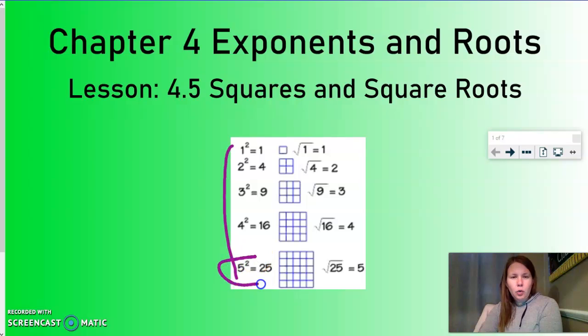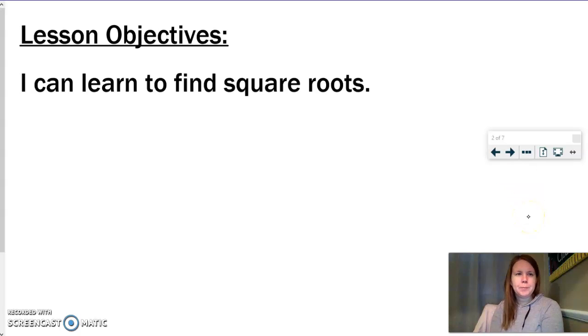So that is my square, but if I want to do a square root, basically it's the reverse order of squaring something. So instead of given the actual amount or the actual number it would be, once you solve it out, I'm going to undo that square. So I want to think what times what will give me 25? Well, 5 times 5 gives me 25. So we're going to be taking a look at squares and square roots today. So your objective is I can learn to find square roots.